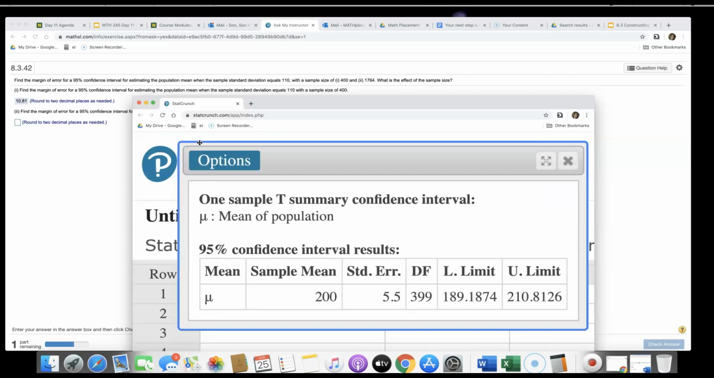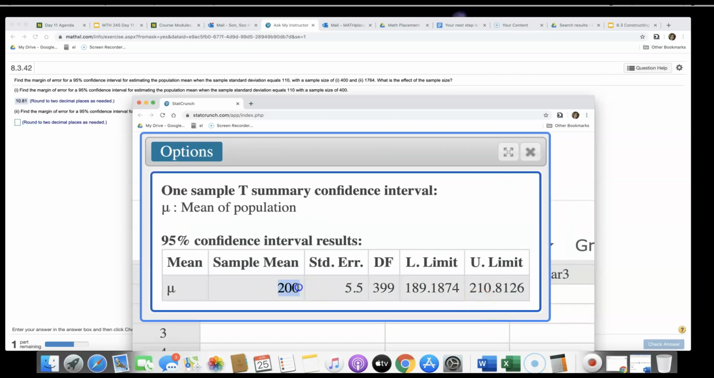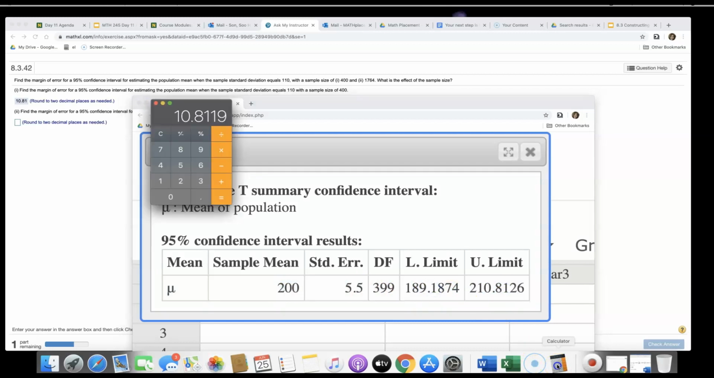All right. Now remember, we talked about how the margin of error is how much you add to the sample mean to get to the upper limit, and how much you subtract from the sample mean to get to the lower limit. So let me show you what I'm going to do here. I'm going to go ahead and do upper limit minus the sample mean. Upper limit is 210.81.